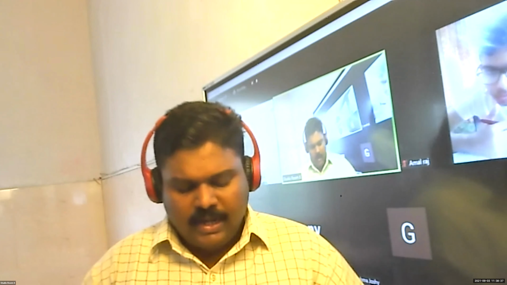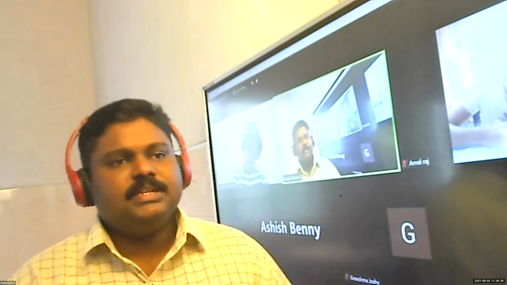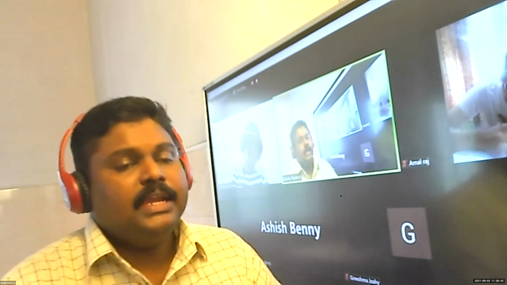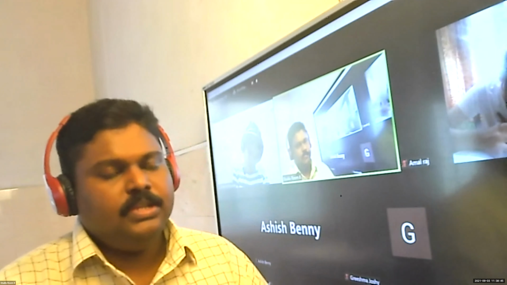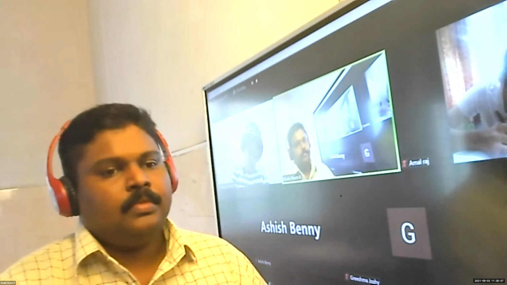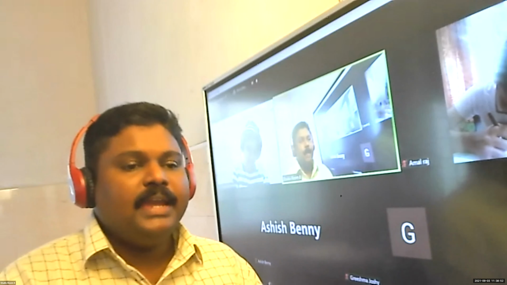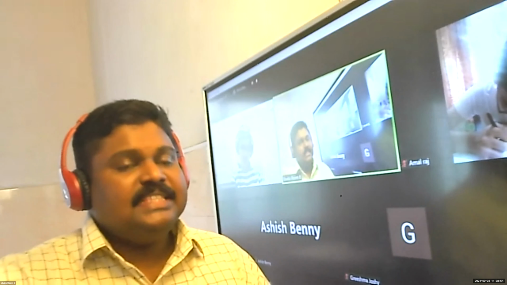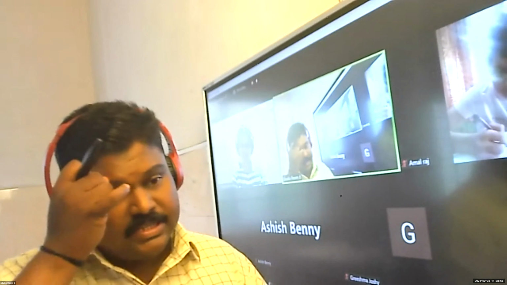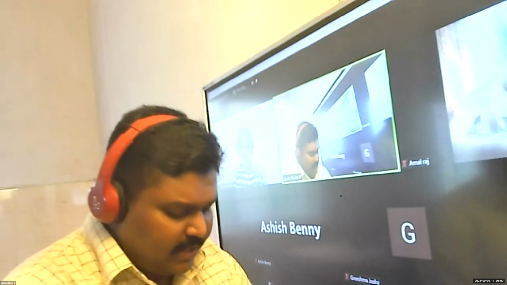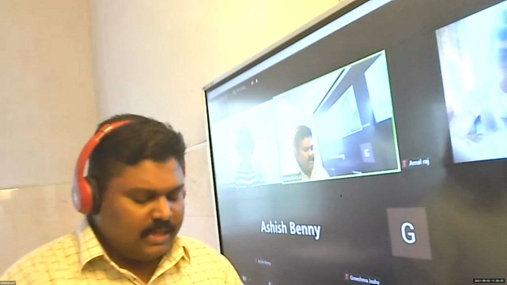Third point, it lacks equitable representation, equal representation. There is no equal representation. Okay, these are the three major complaints made by the General Assembly against the Security Council, related with the UN's reforms.